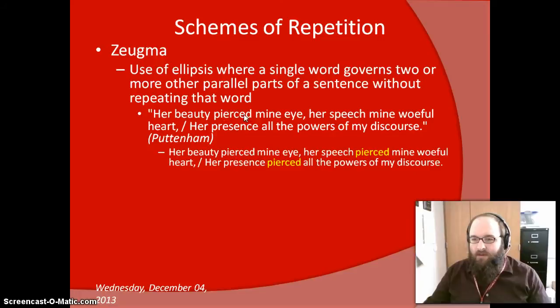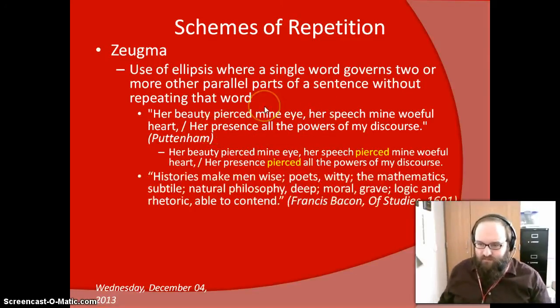Here we go. Her beauty pierced mine eye, her speech pierced mine woeful heart, her presence pierced all the powers of my discourse. But we actually use ellipsis to leave out the second and third pierced here. And so that's what makes this Zeugma. Here's another example from Francis Bacon.